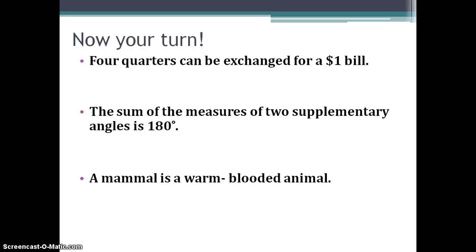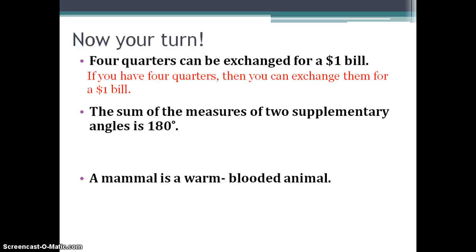First one, 4 quarters can be exchanged for a dollar bill. Your conditional statement could be, if you have 4 quarters, then you can exchange them for a dollar bill. Like I said, yours may have varied a little bit, but as long as it's basically the same, then you're correct. The sum of the measures of 2 supplementary angles is 180.